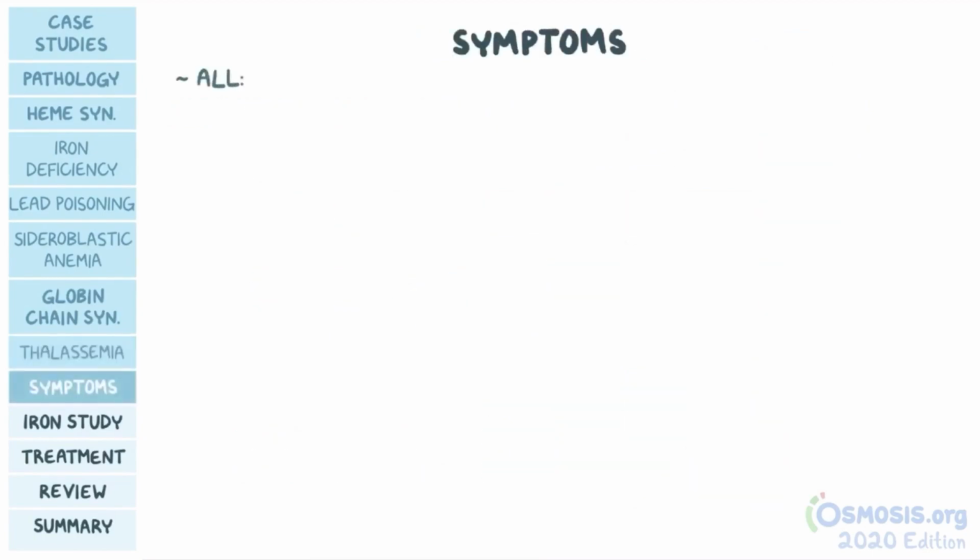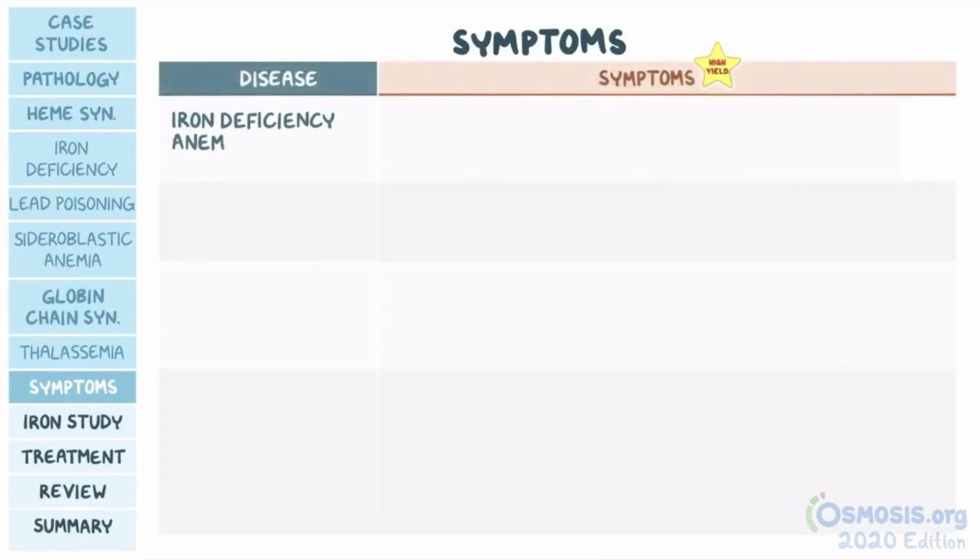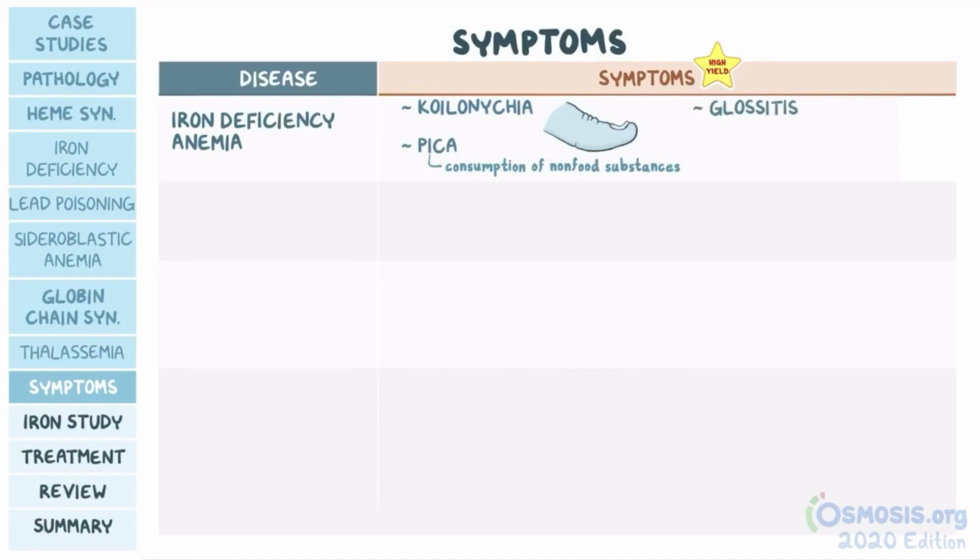Now, all anemias can present with fatigue, pallor, and shortness of breath, but other symptoms can help you identify the specific disease. For iron deficiency anemia, there's koilonychia, or spoon nail, where the nails become flat or even concave. Next is pica, which is the consumption of non-food substances like ice, hair, or dirt, and glossitis. Plummer-Vinson syndrome is also associated with iron deficiency and presents with cheilosis and dysphagia due to esophageal webs.